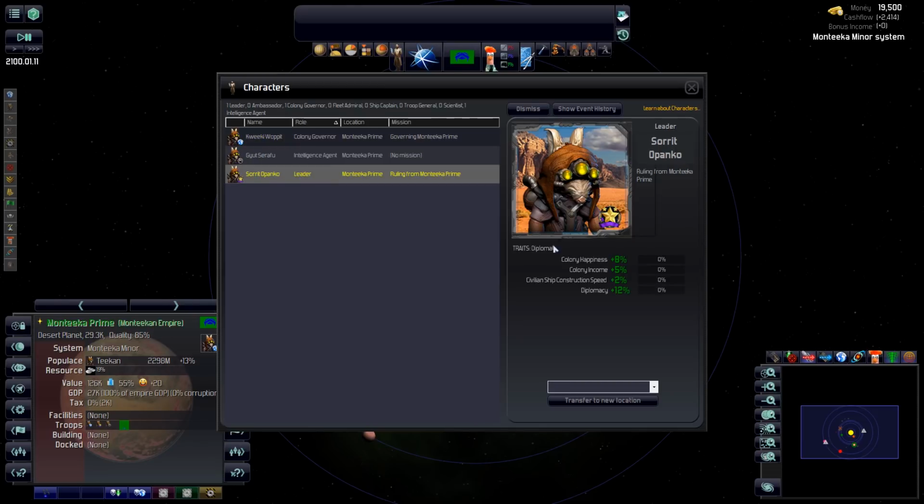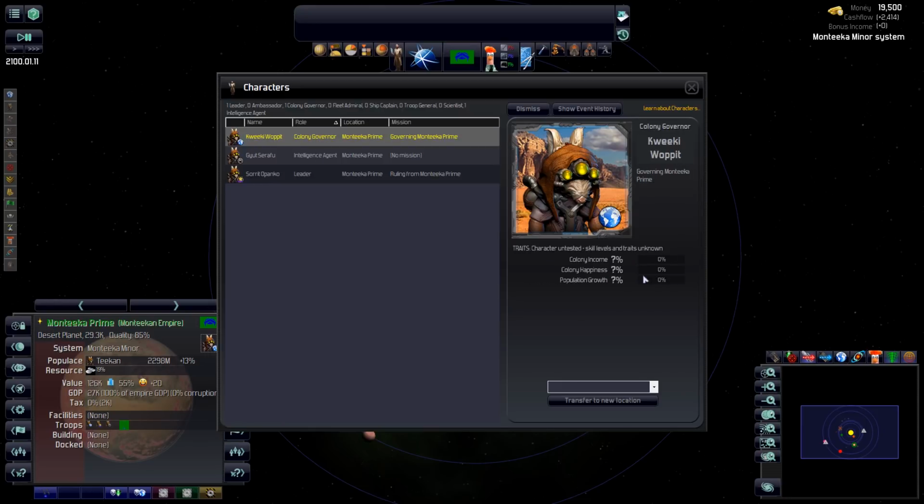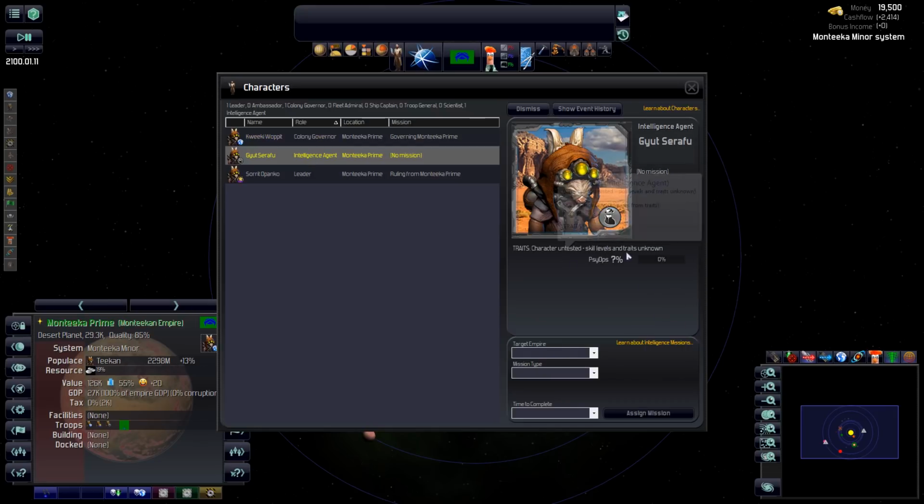Okay, we have a diplomat. Colony happiness plus 8, income plus 5%, diplomacy plus 12, and civilian ship plus 2%. We have a colony governor. We don't really know what he's about. We'll have to come back and look at him in a minute. And we have an intelligence agent, a psyops guy, who we will put on counterintelligence for the moment.